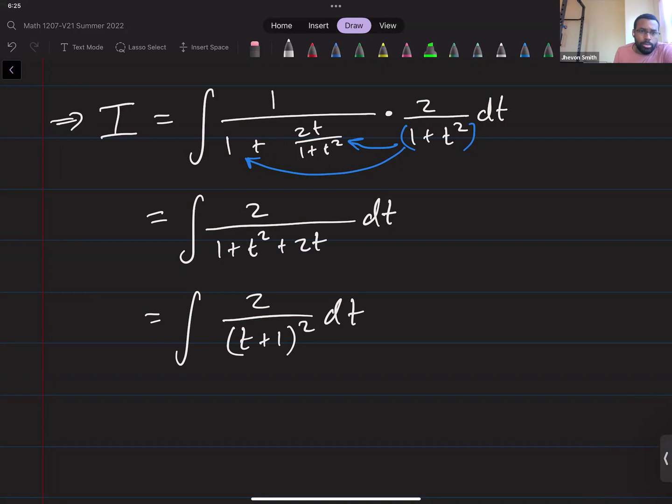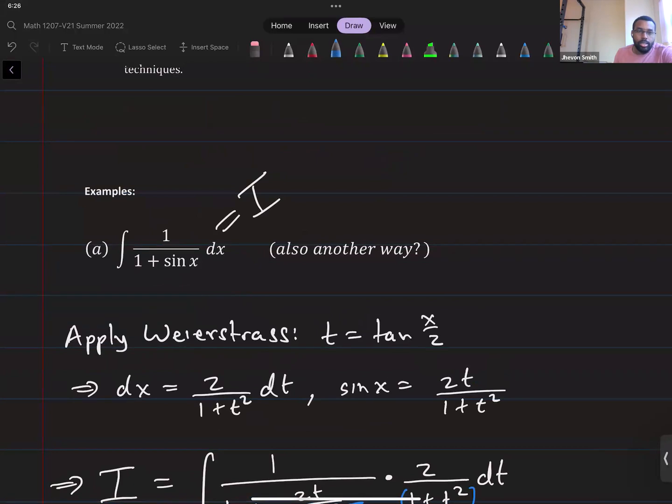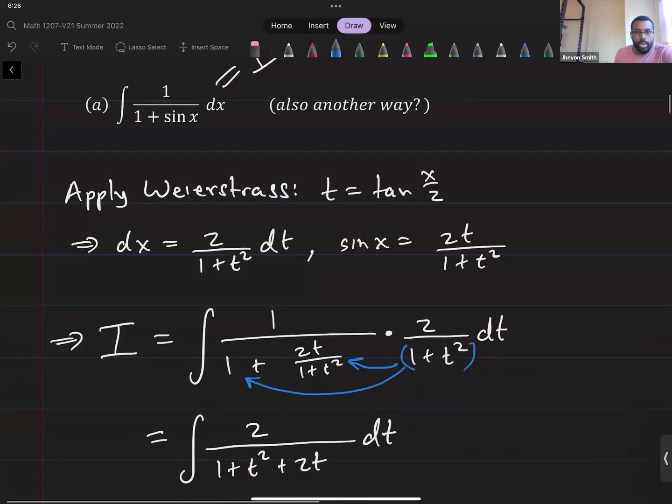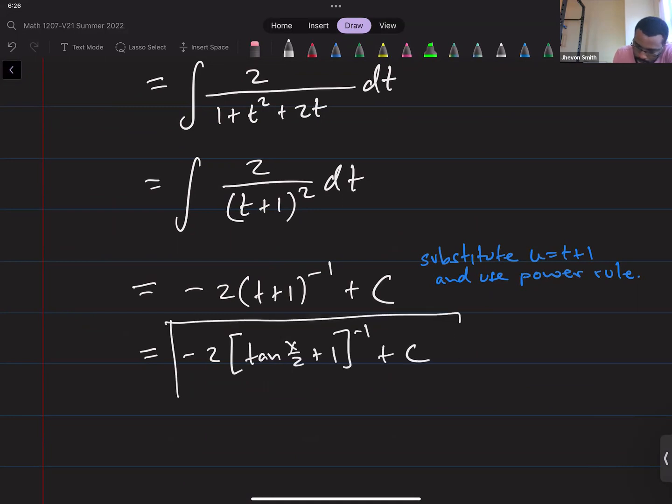And that's something that after an easy substitution like u equals t plus 1, you want to integrate 1 over u squared. That's just the power rule. So that would actually just be minus 2 times t plus 1 to the minus 1. Now we want a back substitution because our original function was in terms of x. So we can't give an answer in terms of t, but we know that our t is just tangent of x over 2. So everywhere I see t, I'm just going to put in tangent x over 2. And that's our answer.